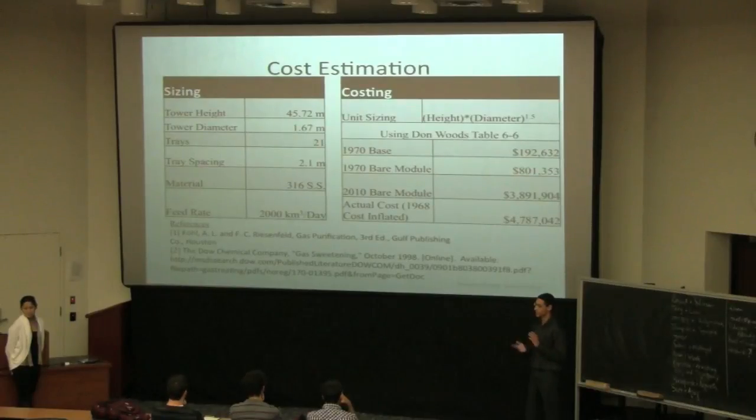Based on what they were producing at their wells, etc. So it's a very high flow rate.